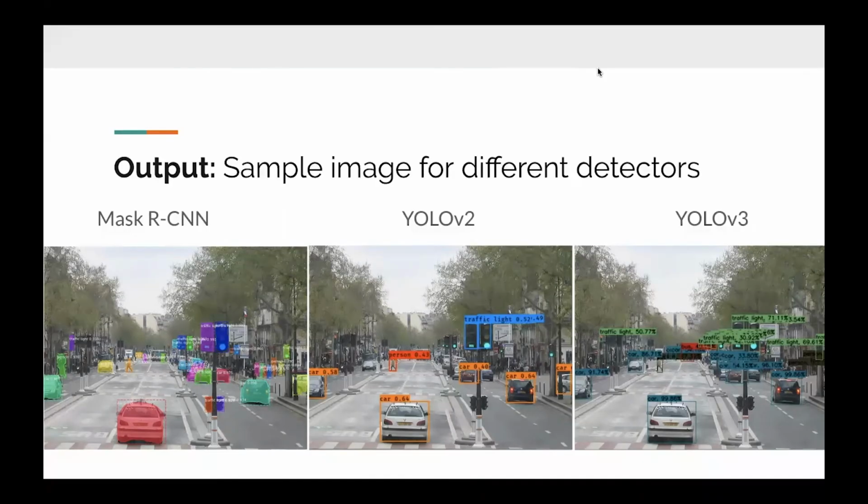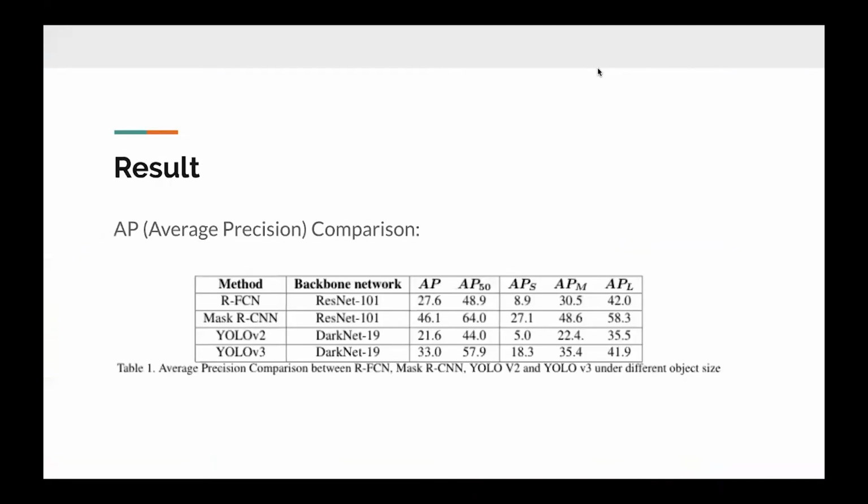We have tested sample images and got output from 3 models. Here you can see the output. Mask RCNN has the best performance, and the performance of YOLO v3 is better than YOLO v2. Besides, we have tested the AP score for 4 models. You can see the performance result in table 1 on the side.